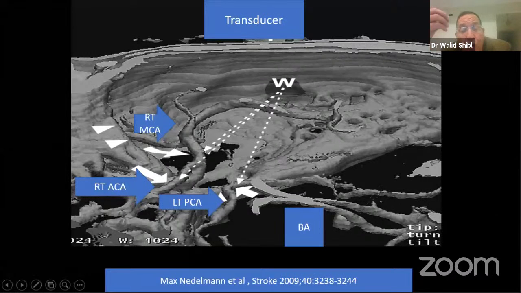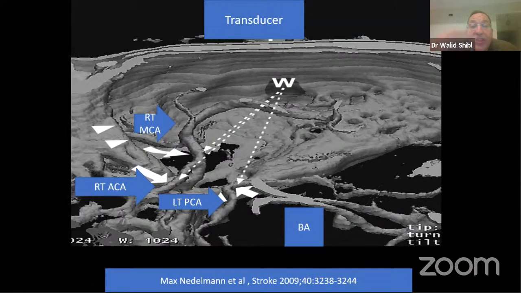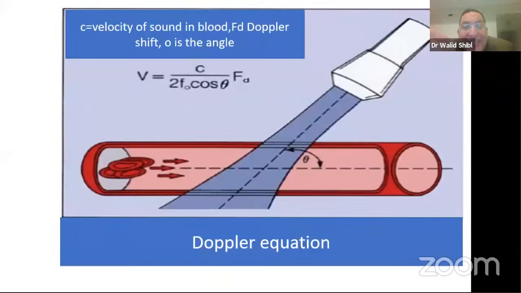But now we are not using the rule of B mode, which depends on the reflected ultrasound, and according to the reflected ultrasound will be the echogenicity on the screen, and this reflected ultrasound depends on the density of the reflecting tissue and lesion. Now we are using another rule, which is the Doppler rule, and we need to know about the Doppler equation, because through this equation, this intelligent machine can measure the velocity.